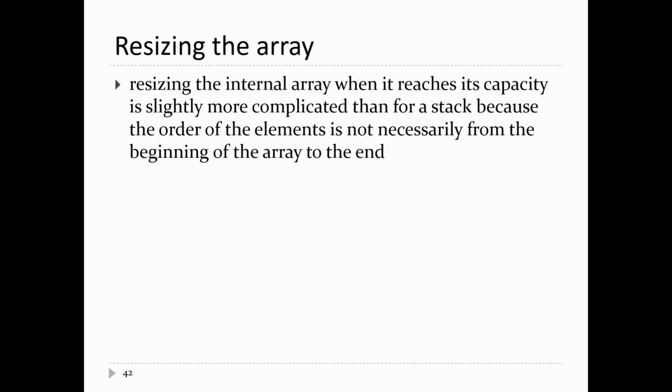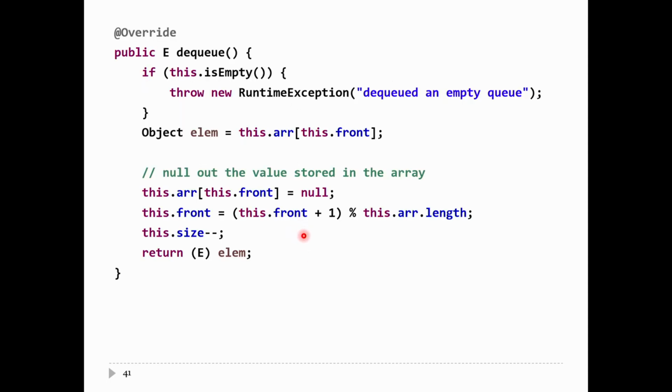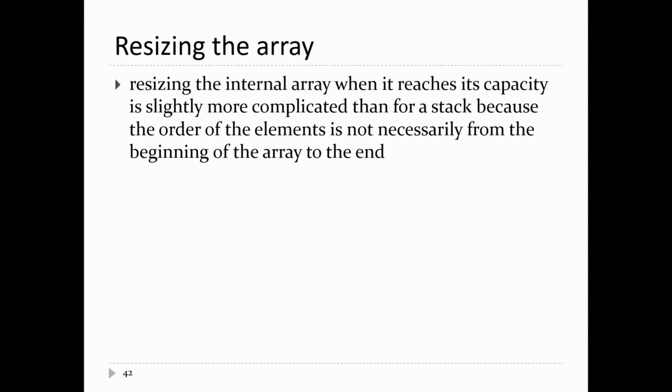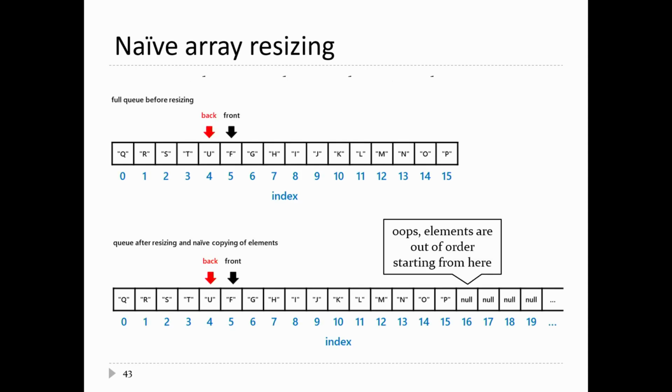Okay, so what about enqueuing? So enqueuing, we're going to play the same trick. We're going to do something with back. We're going to add 1. We're going to compute the remainder after dividing by the length of the array. But there is a slight complication, because if you try to enqueue into a queue where the array is already at its maximum, where the number of elements in the array is equal to the capacity of the array, you have to resize the array. It's slightly complicated because of the way this queue is working.